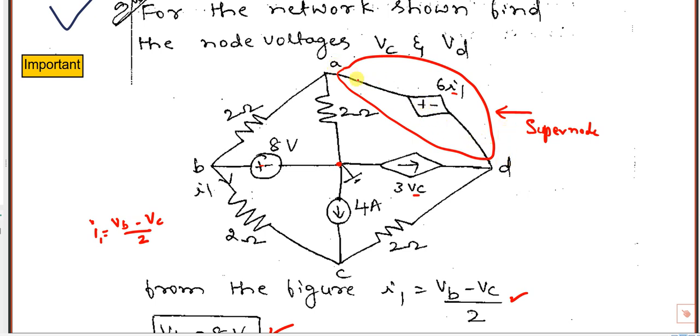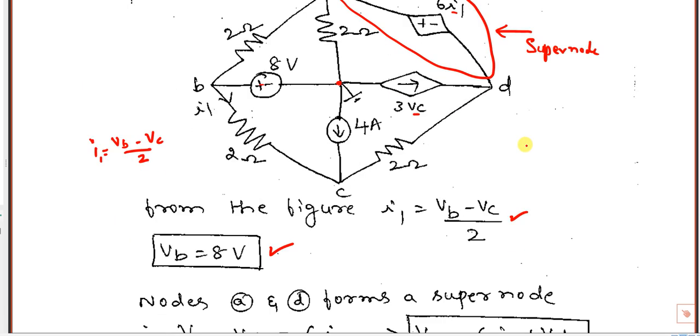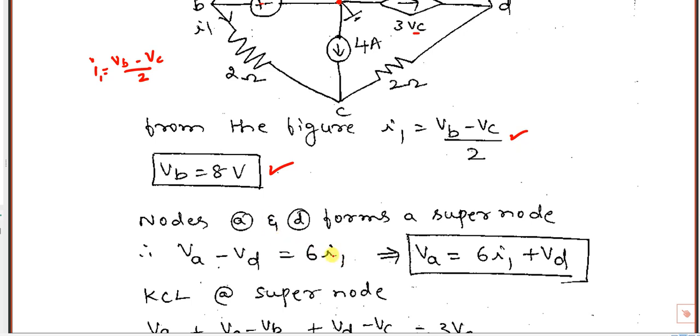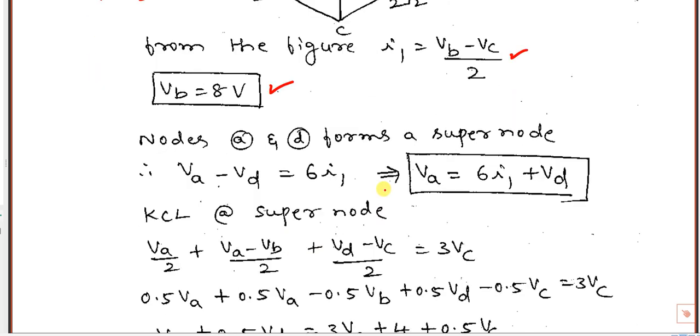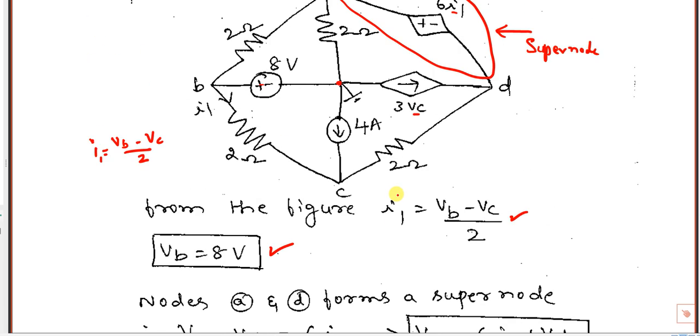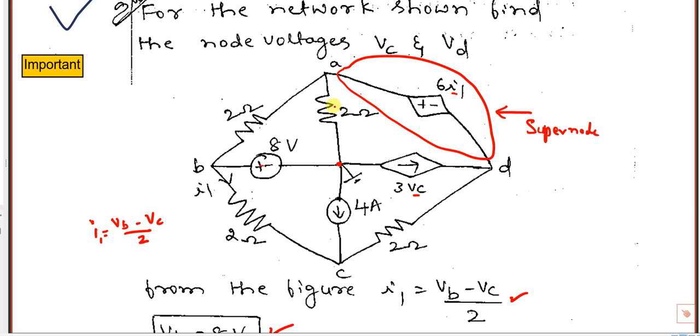Plus is at A, minus is at D. So I can write VA minus VD is 6I1, where I1 is VB minus VC by 2. Later we can substitute the value of I1 as VB minus VC by 2 and we'll get the expression in terms of VA, VB and VC. After that we should apply KCL for the super node.